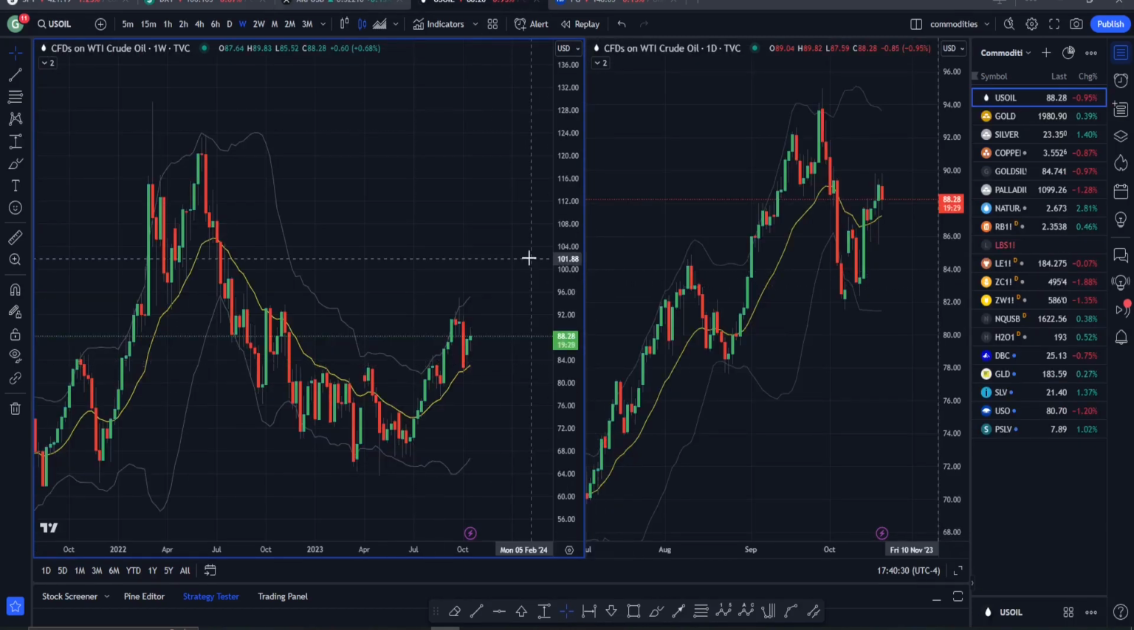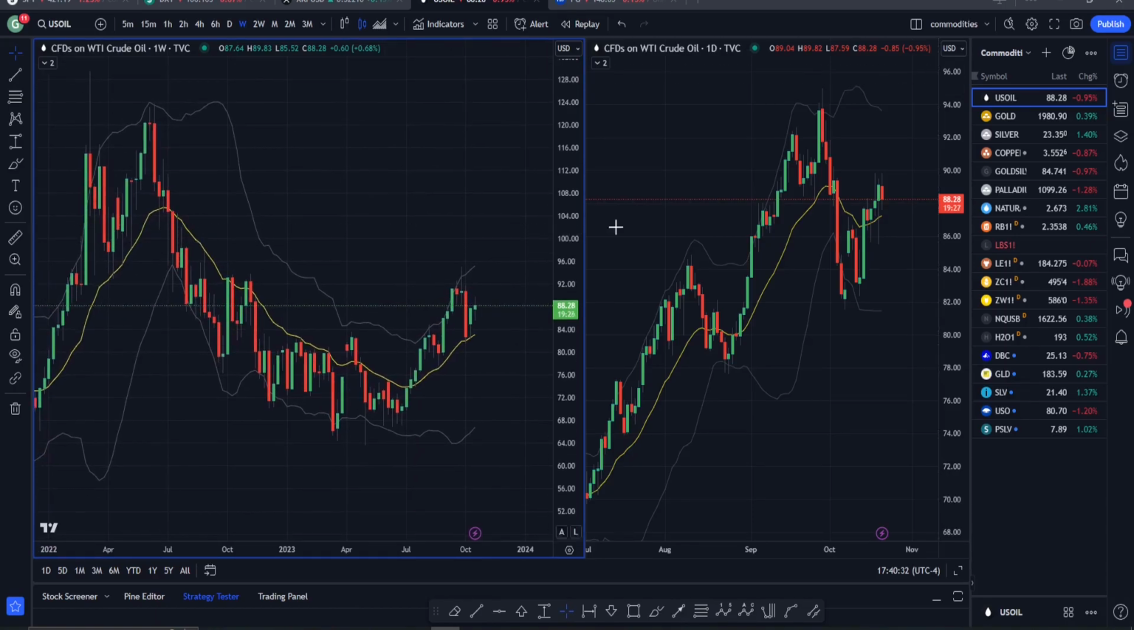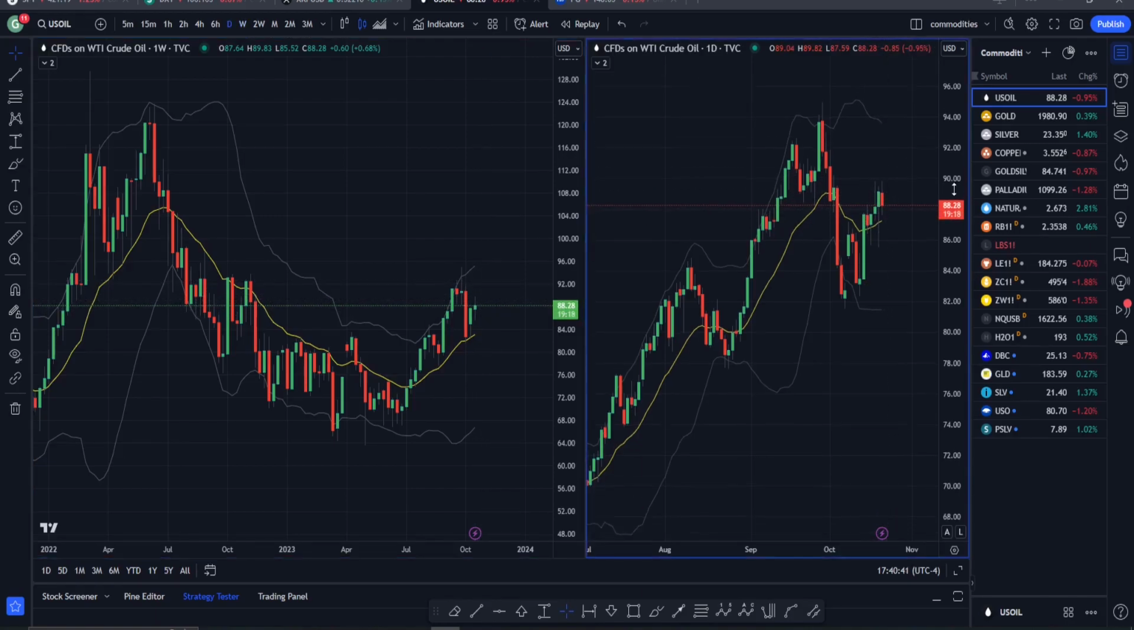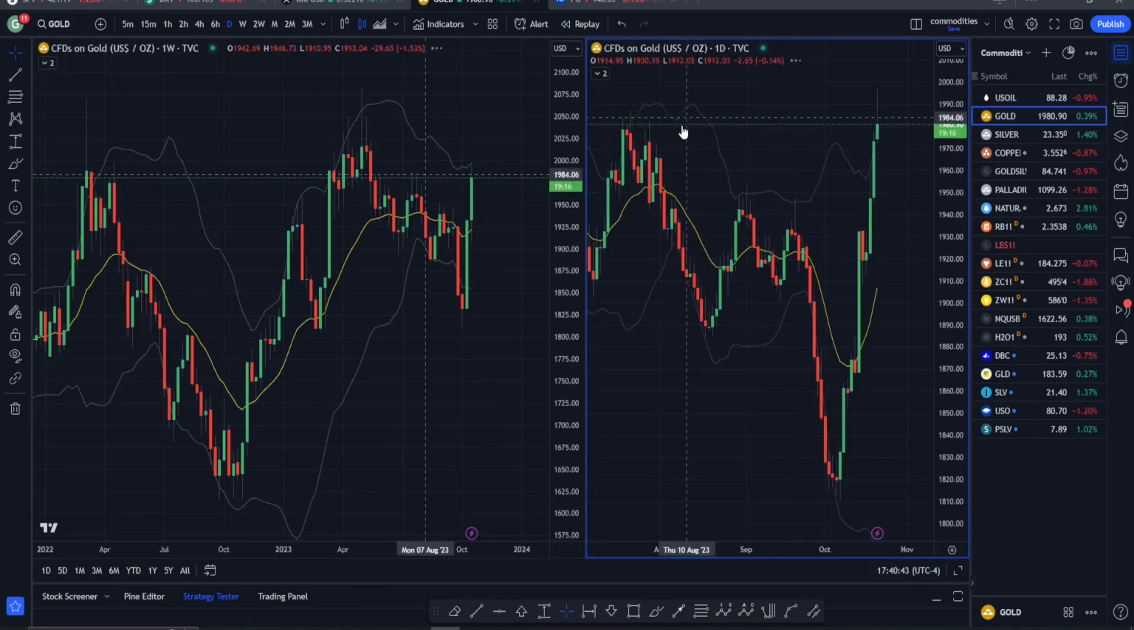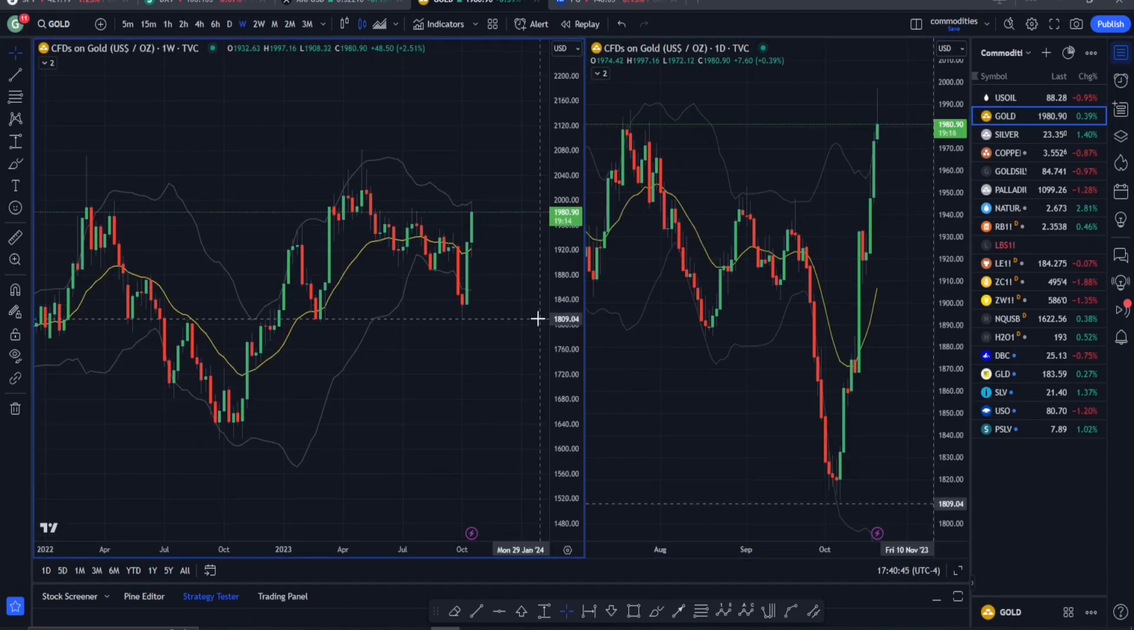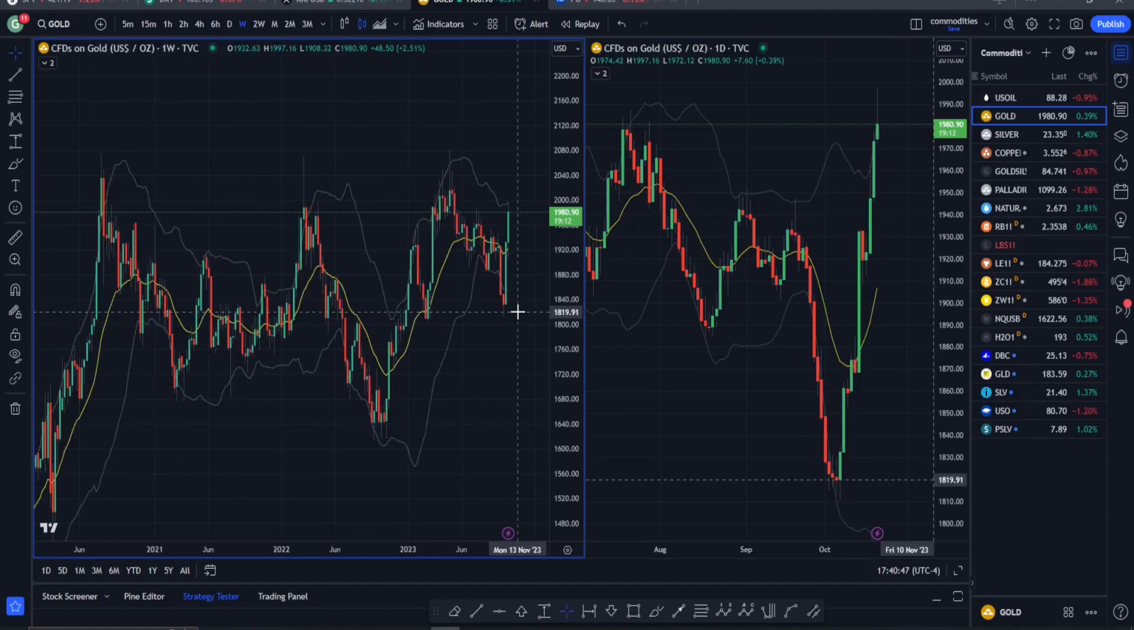Turning to commodities, we have oil, small green week here in oil. As you can see here, pulling back on Monday into that daily midline, getting a nice bounce and running into about that $90 level before getting a slight pullback today. Turning to gold, another massive week here in gold. Gold continuing its insane move to the upside.